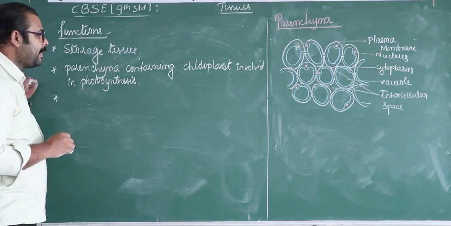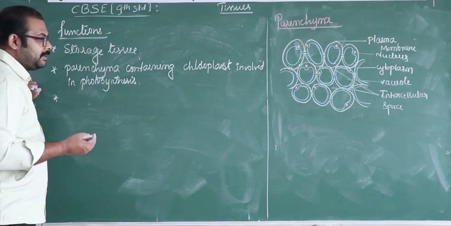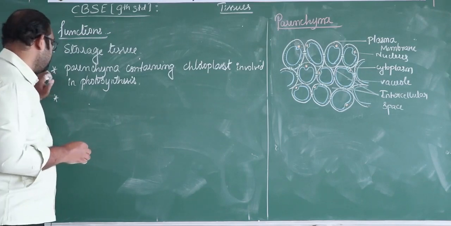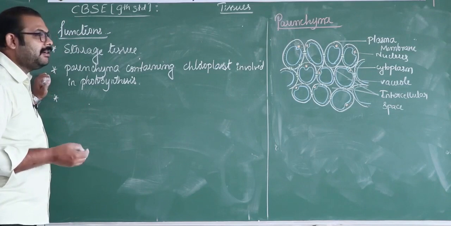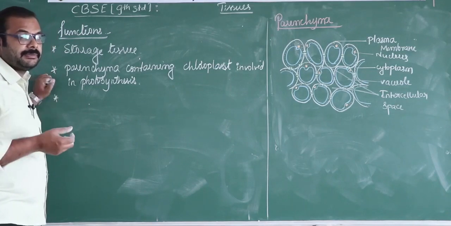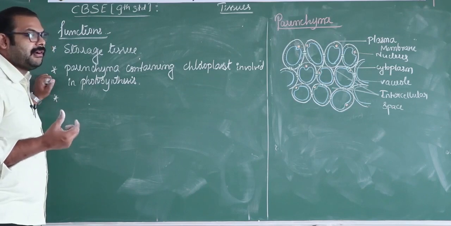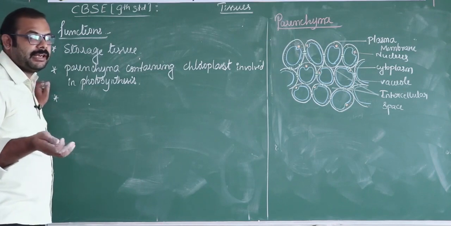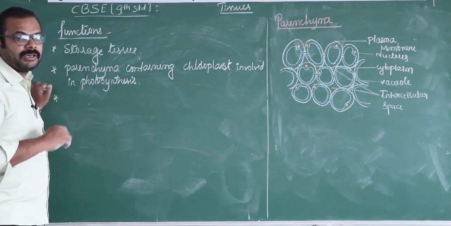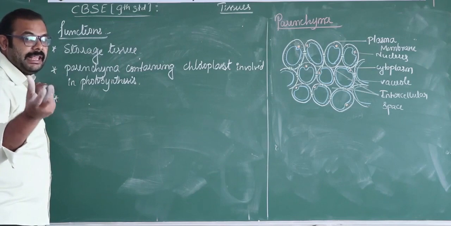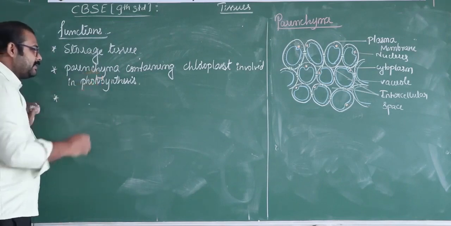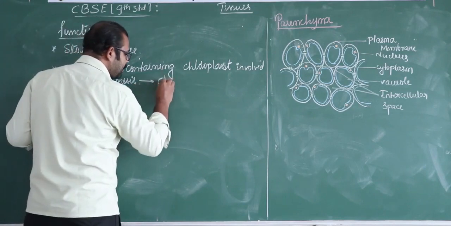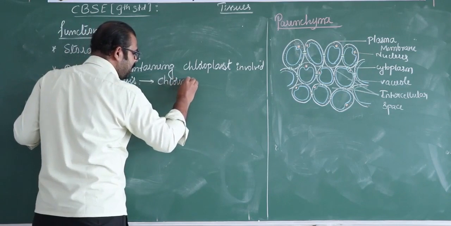Then next, some parenchyma, usually in aquatic plants, contain spaces in them. Those are called aerenchyma. They help in buoyancy. Buoyancy means floating. You might observe that some plants float on the water. This is because of the presence of aerenchyma. Parenchyma containing chloroplast are called chlorenchyma. Just note this one.